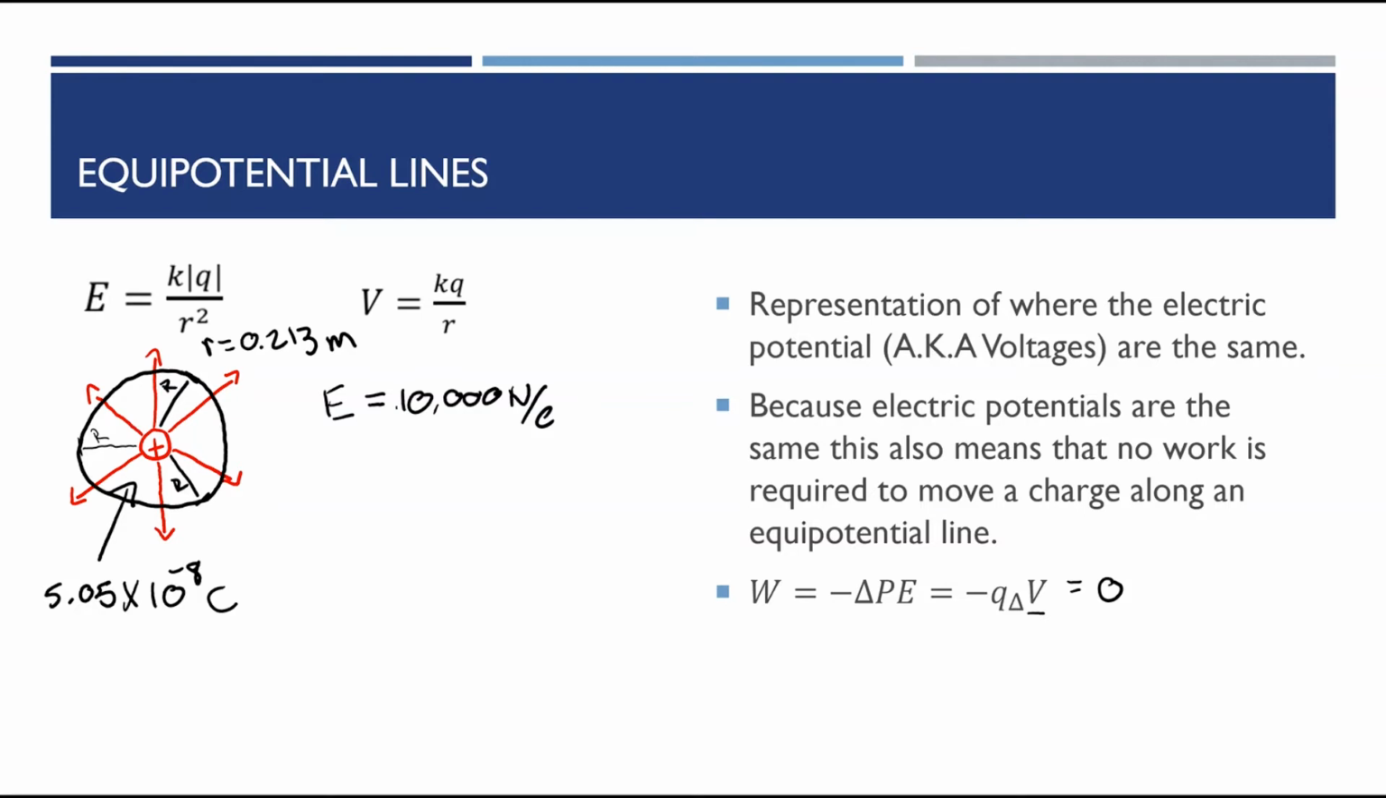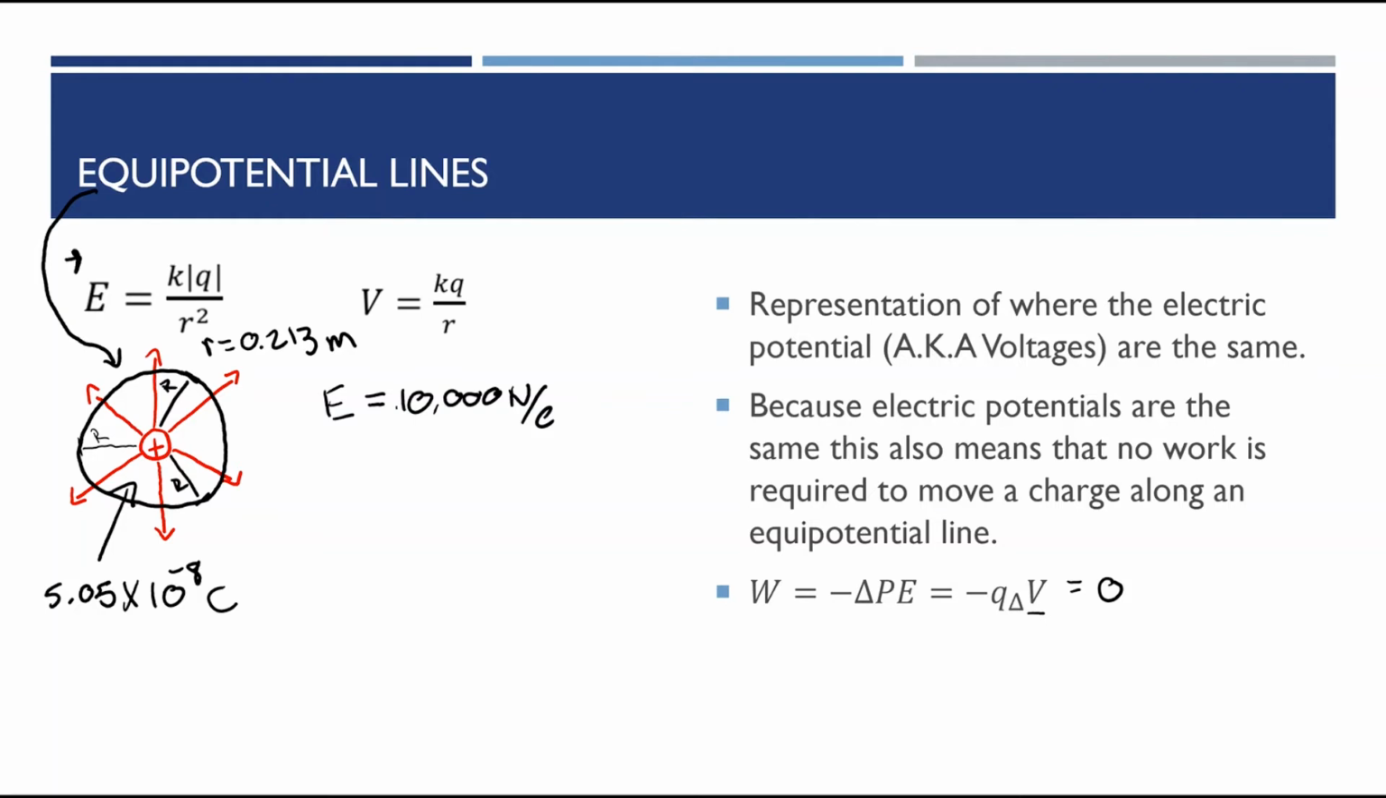And this circle is what we call an equipotential line. And equipotential lines represent where the electric potential or voltages are the same. And because the electric potentials are the same, we know that it requires no work to move a charge along that equipotential line. So I can explain that by using these equations that we have here.